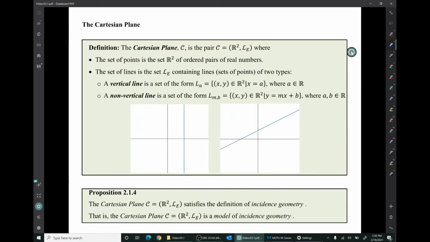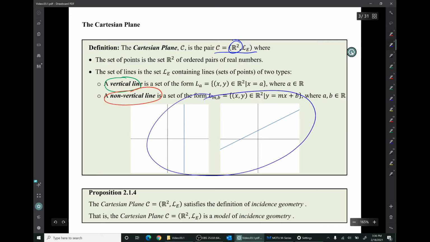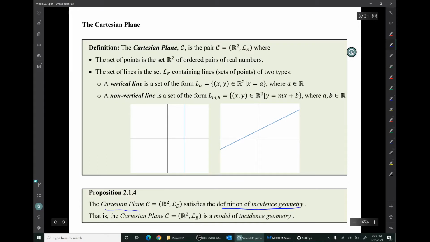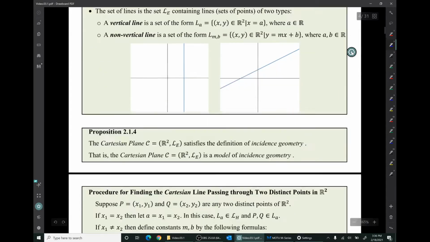The Cartesian plane is the set of points, that is, the set of ordered pairs of real numbers, and the set of lines consisting of these vertical lines and these non-vertical lines. So two flavors of lines in the Cartesian plane with different looking descriptions. It's a fact we discuss in Chapter 2 that the Cartesian plane satisfies the definition of incidence geometry. So it is a model of incidence geometry.